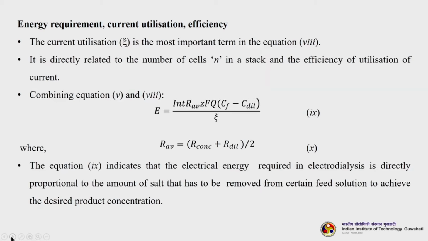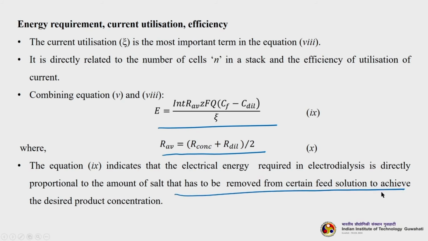So, the current utilization is the most important term in this equation. It is directly related to the number of cells n in a stack and the efficiency of utilization of the current. So, if you combine equations 5 and 8, you get an equation like this, where R average equals (R concentrated plus R diluted) divided by 2. Now, this equation indicates that electrical energy required in electrodialysis is directly proportional to the amount of salt that has to be removed from each feed solution to achieve the desired product concentration.